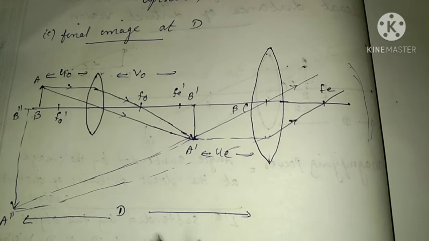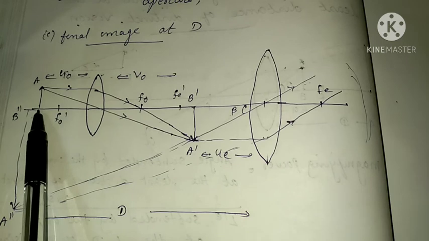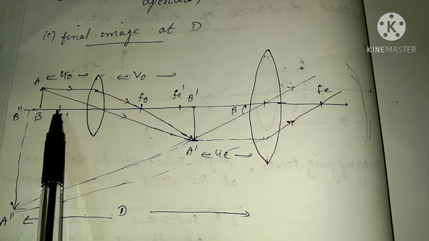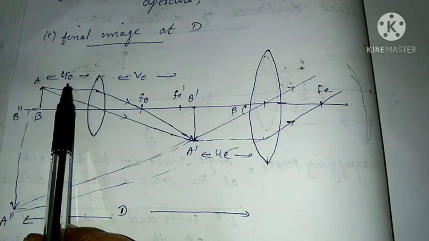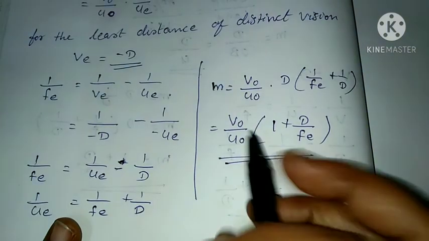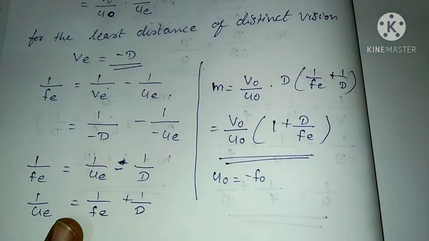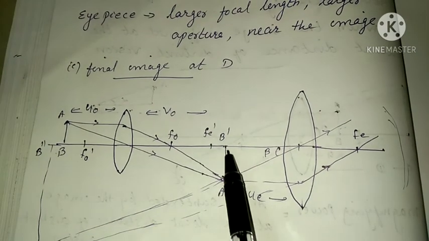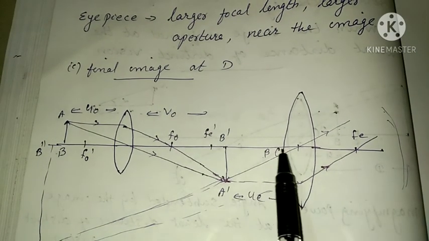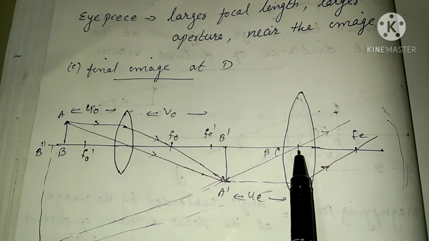Clear? Suppose the object AB is placed close to the focus, then U0 is equal to what? Minus F0. Clear? U0 equal to minus F0. So we can write here U0 equal to minus F0. Then what happens to the image here? The image A dash B dash is also close to this eyepiece.